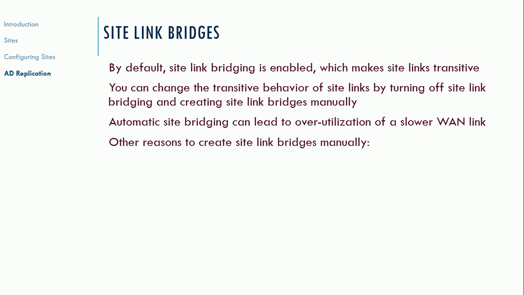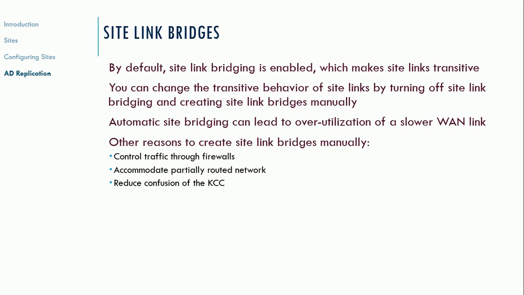So site-link bridges. By default, site-link bridging is enabled, which makes site links transitive. What we mean by transitive here is that they can change dynamically, right? But you can change that transitive behavior by turning off site-link bridging and creating your bridges manually. So again, you can let Active Directory and the Knowledge Consistency Checker automatically create these links through its topology generation, or you can manually set this. Some reasons you might want to do this manually are to control traffic through firewalls, to accommodate partially routed networks, and to reduce confusion of the Knowledge Consistency Checker.